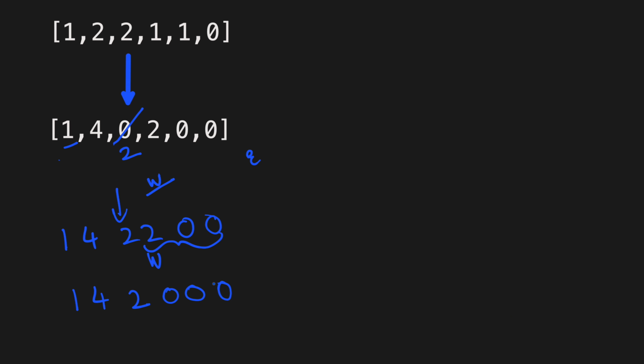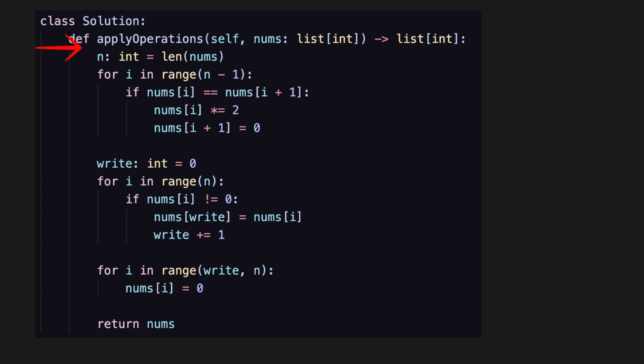Now the time complexity of this approach is still O(n), as the array elements are processed at most twice. However, the space complexity reduces to O(1) since the modifications are performed directly on the input array. Now let's quickly go through the code walkthrough of the approach we just took.